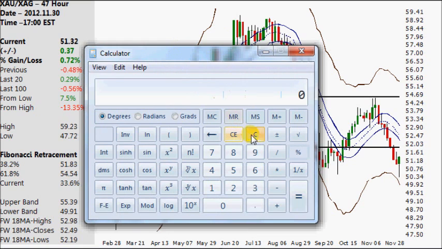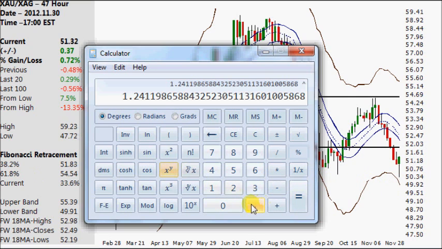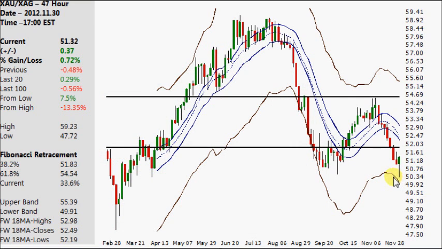We got the high of 59.23, and we're going to divide it by the low of 47.72. Okay, so now we're going to put in the retracement. We want the 23.6, which is what the next one is, and then we'll multiply it again by the low of 47.72, which would give us a price objective of about 21, which is right where it was.